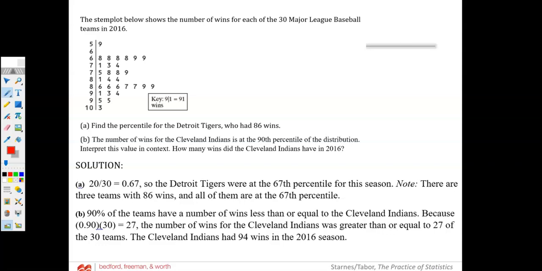Again, even the other answer, there are 3 teams with 86 wins, and all of them are in the 67th percentile. That's an important note, just for you to understand, not so much for answering the question there, but just to understand that there are actually 3 teams in the same percentile. They're kind of tied for percentile, so to speak.